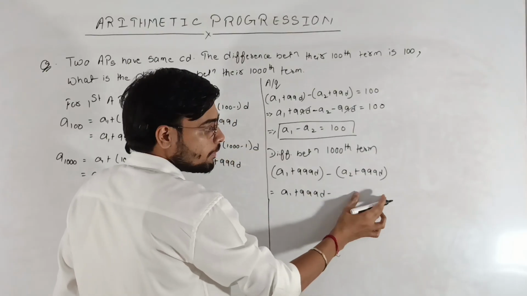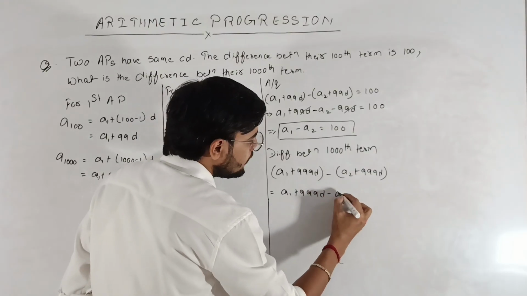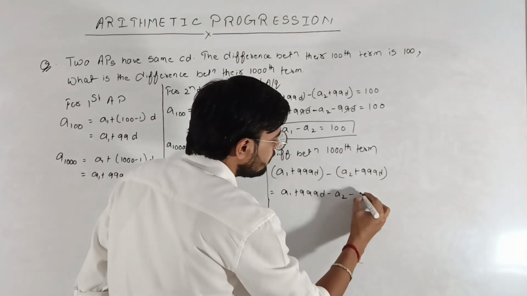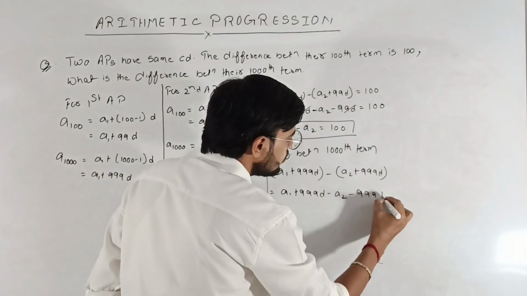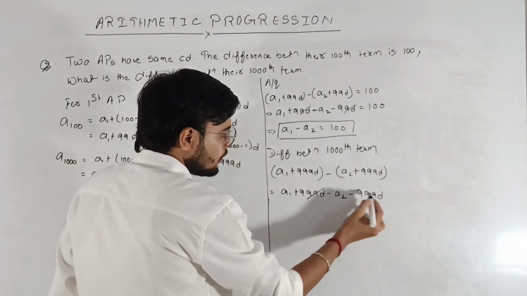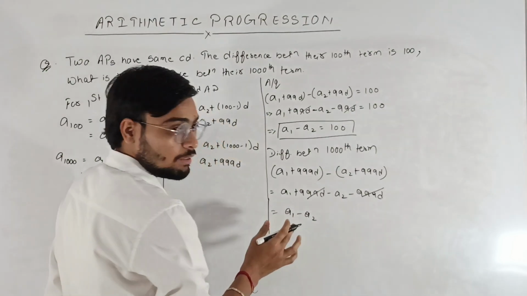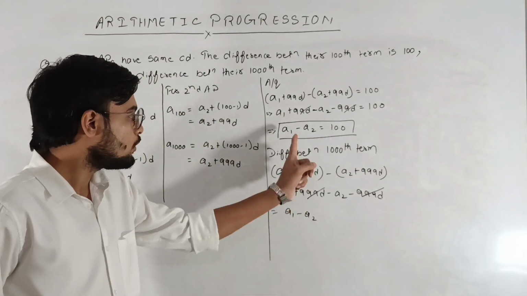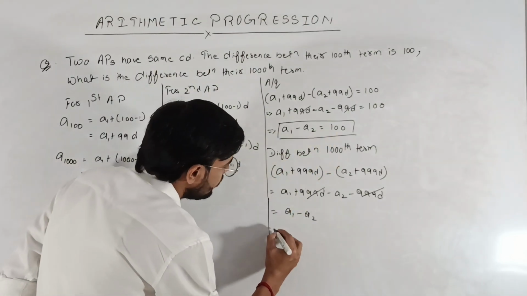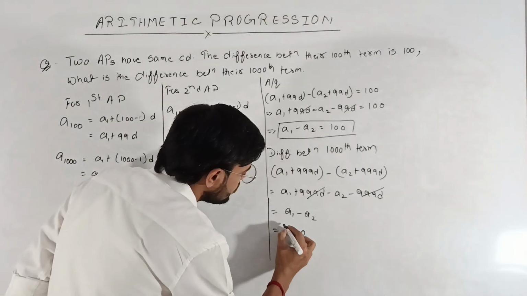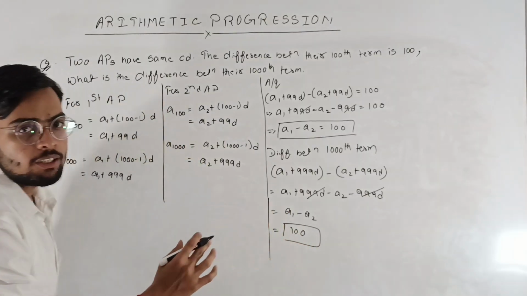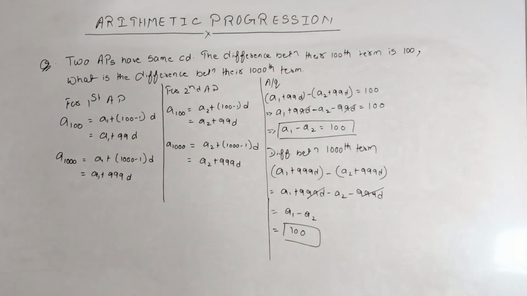This is minus. If I open a bracket, then plus A2 becomes minus A2, and this plus 999D becomes minus 999D. Now plus and minus cancel out. Then what are we left with? A1 minus A2. We have left A1 minus A2, and A1 minus A2 is equal to 100. So the difference between the 1000th terms is also 100. Got it? Let's see one more time.